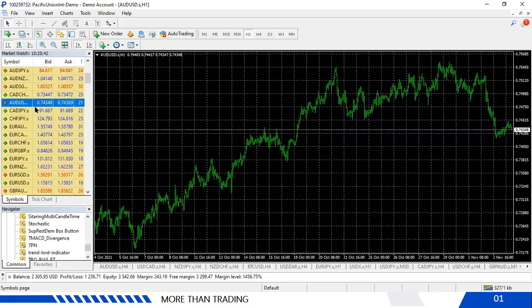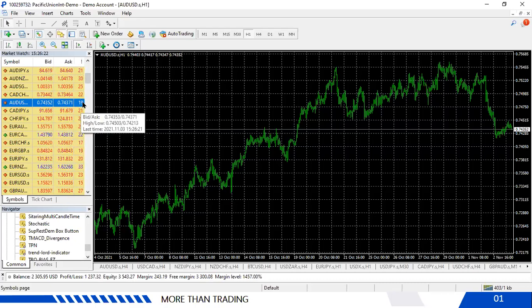So let's say, for example, you want to sell AUD USD. As you're selling AUD USD, the price at which your trade is going to be triggered is the bid price. And if you want to buy AUD USD, the price at which your trade is going to be triggered is the ask price. So these two prices are very important that you need to know. While this is the spread. Like I said, the spread is the difference between the ask price and the bid price. It is the amount Pacific Union takes from our trade, which is 1.9 pips.